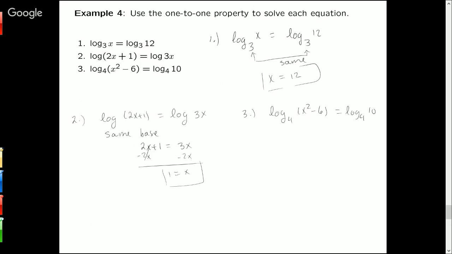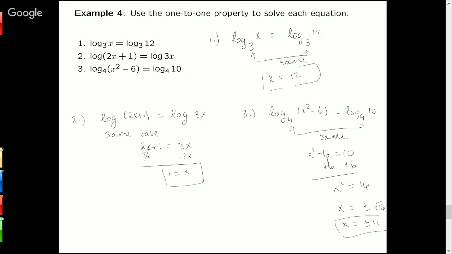Okay, so you have log base 4 of something equals log base 4 of 10. Are the bases the same? Those are the same, so what do you do? Then I'm going to add this 6 to the other side, and I have x squared is equal to 16. What do we do then? Plus or minus the square root of 16, right? Which would be plus or minus 4.